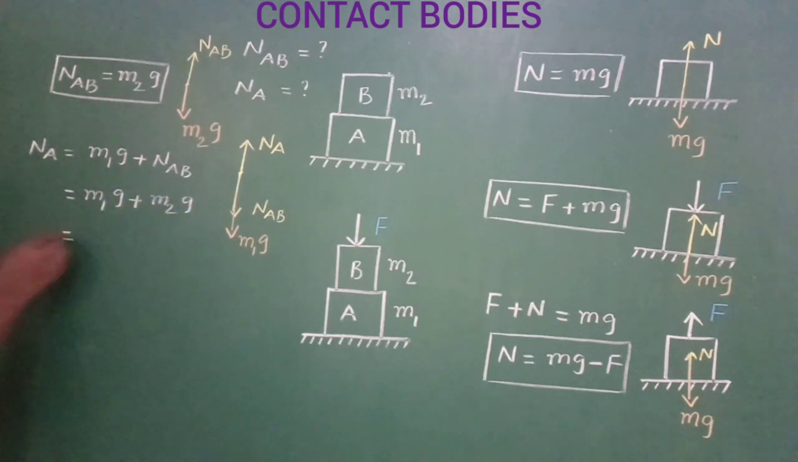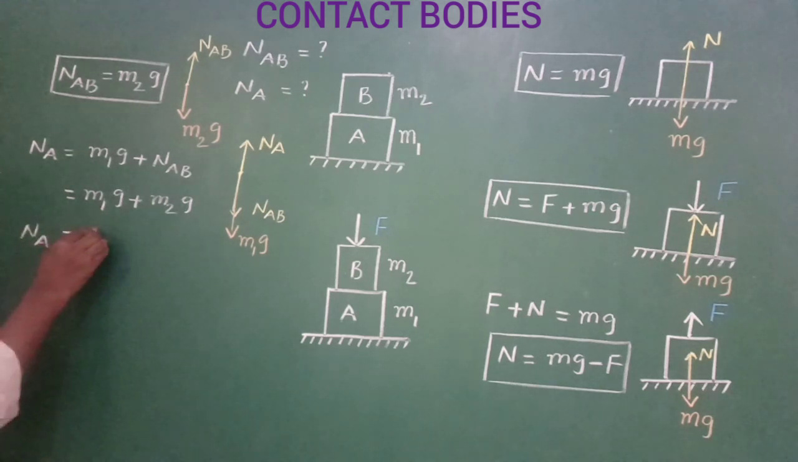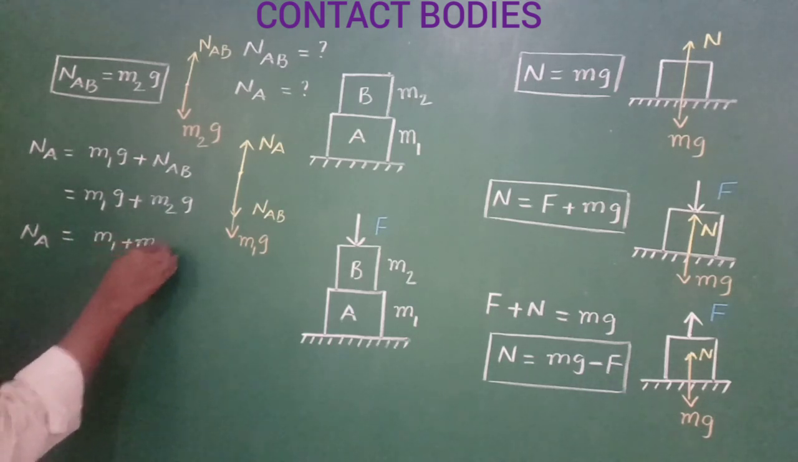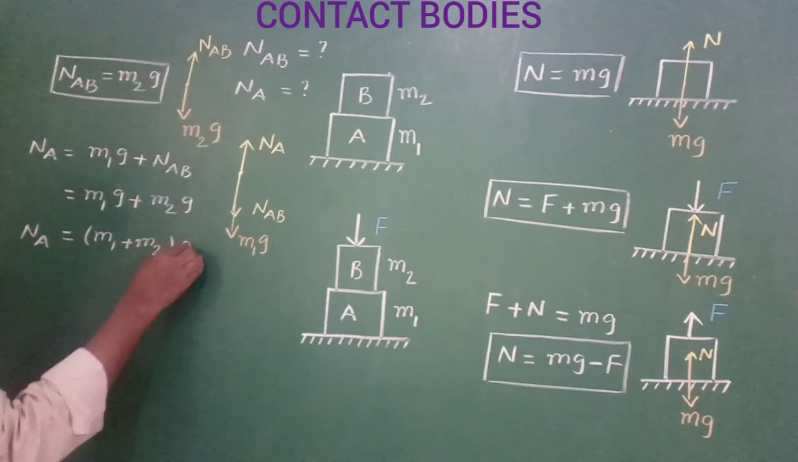You take g common, then normal reaction between block A and ground is equal to (m1 plus m2) into g.